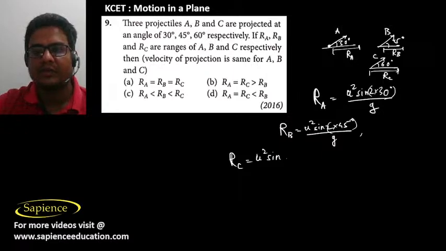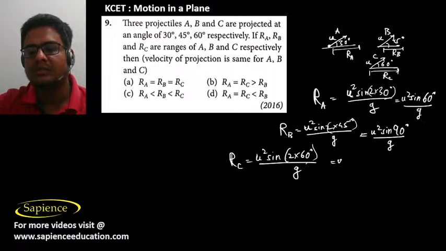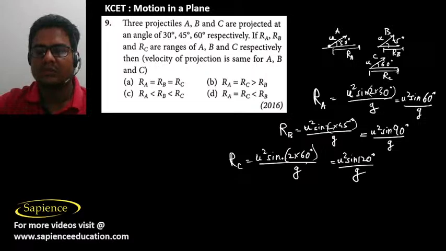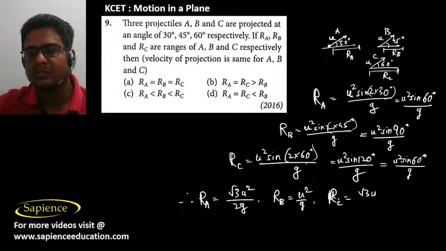And since we have taken U as the initial velocity for all of them, since it is told that the velocity of projection is same for all of them, A is projected with initial velocity U, B is also projected with initial velocity U, and C is also projected with the same initial velocity U. So U square sine 2 into 60 degree divided by G. So this will be U square sine 60 degree divided by G, and this will be U square sine 90 degree divided by G, and this will be U square sine 120 degree divided by G. Then RA is equal to root 3 U square by 2G, and RB is U square by G, and RC, sine 120 means 180 minus 60, is same as U square sine 60 by G, so that is also root 3 U square by 2G.